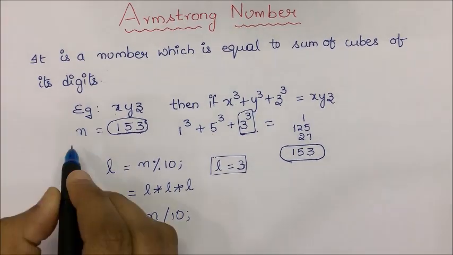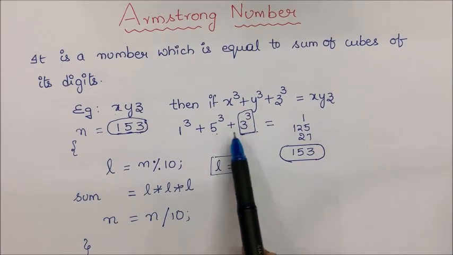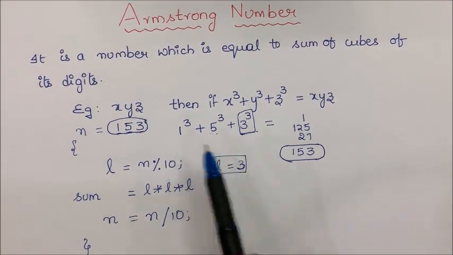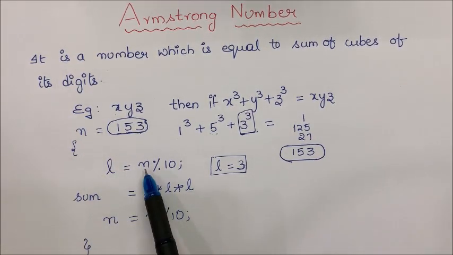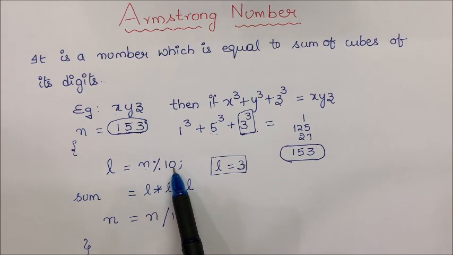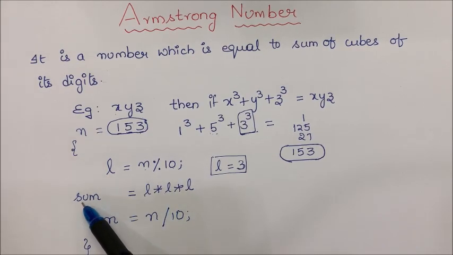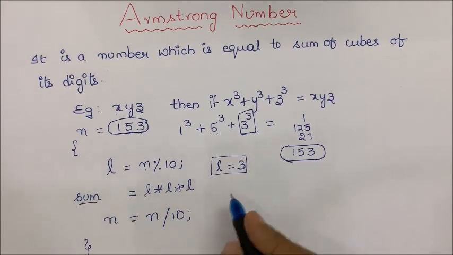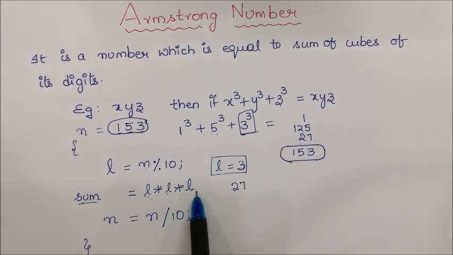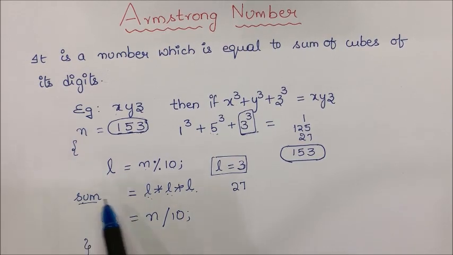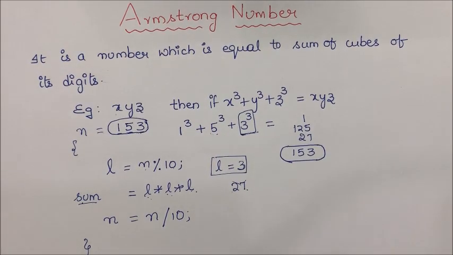So if we run this loop continuously, we will get the sum of the cubes of the digits. For the next iteration, n will be 15. 15 modulus 10, the remainder will be 5, and 5 cube will be performed and stored in sum. But the previous sum value is 27. Now if you perform 5 cube, 5 into 5 into 5 is 125, and if we store it in sum, this 27 will be overridden with the new value 125.